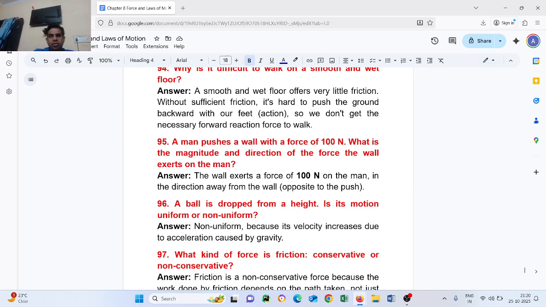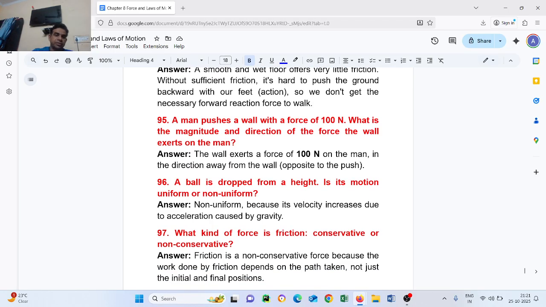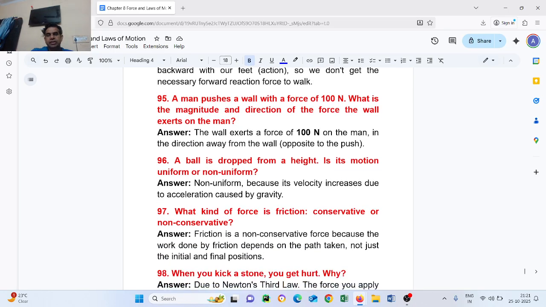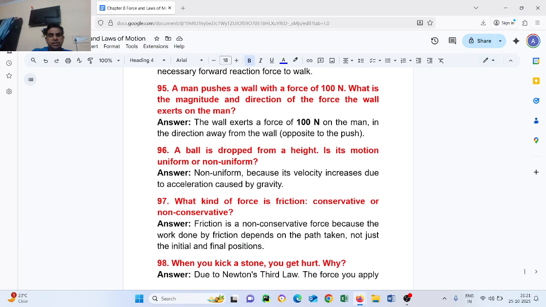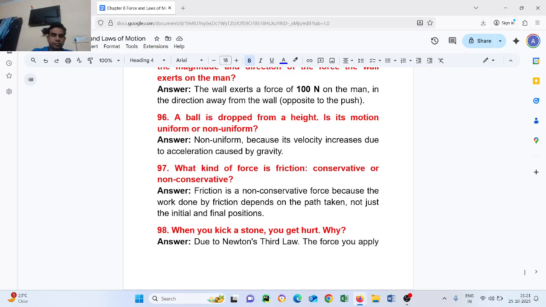Question number 96. A ball is dropped from a height. Is its motion uniform or non-uniform? Answer: non-uniform, because its velocity increases due to the acceleration caused by gravity. Question number 97. What kind of force is friction, conservative or non-conservative? Friction is a non-conservative force because the work done by friction depends on the path taken, not just the initial and final position.